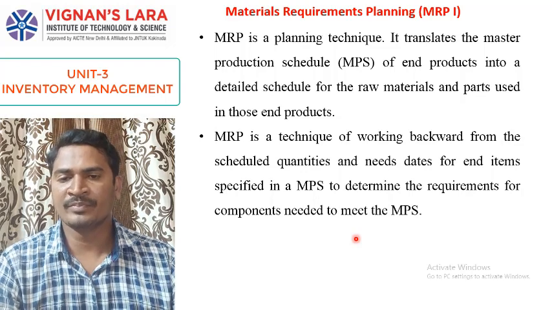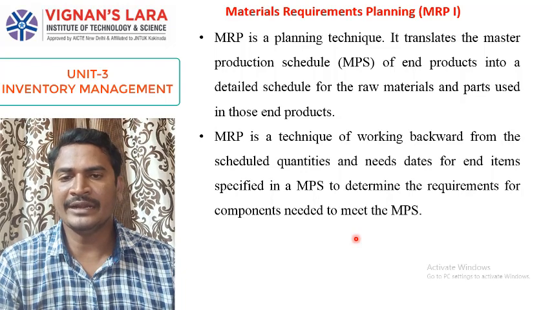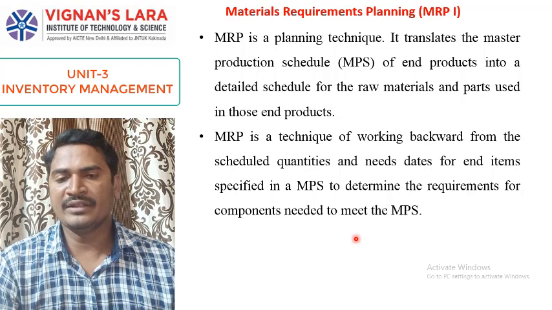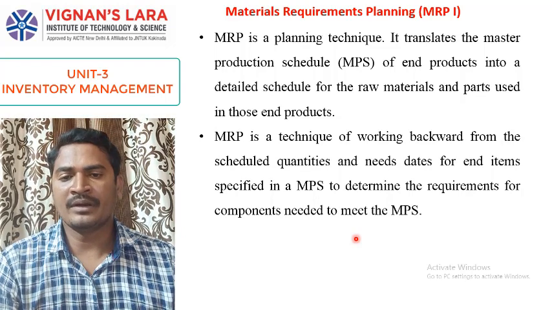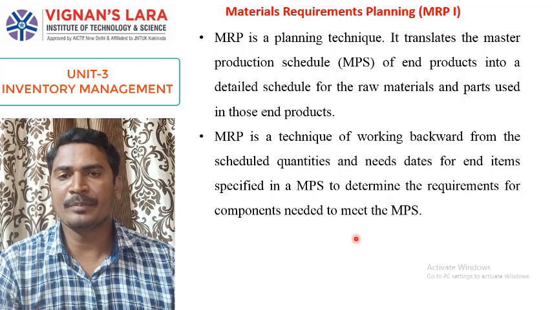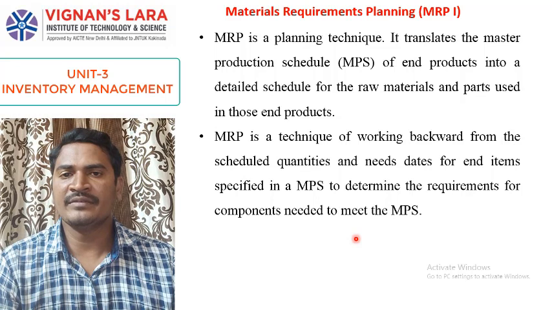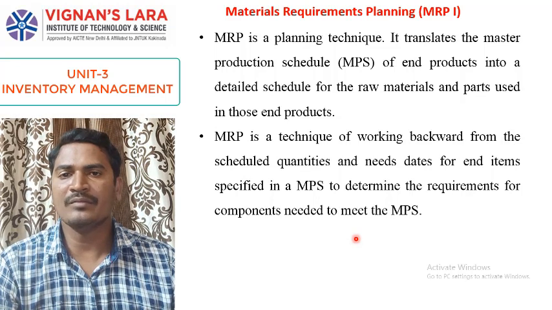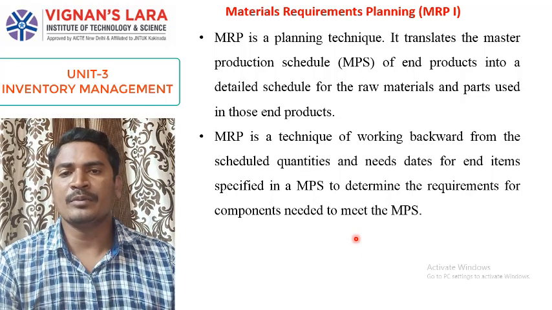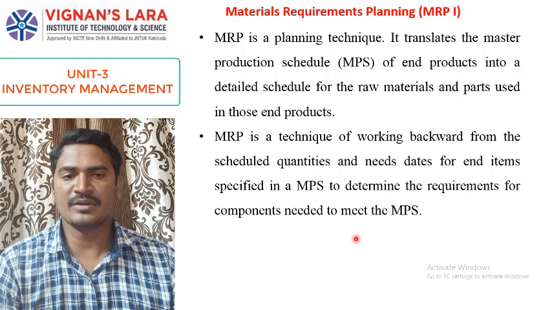in those end products. In this material requirement planning, we are giving detailed data about the raw material, and detailed data about the parts which are used in that production. Those are all data available in material requirement planning. We prepare these data according to the master production schedule. In the master production schedule, we are giving the detailed plan, the detailed sequence of operations, and detailed information about that production.